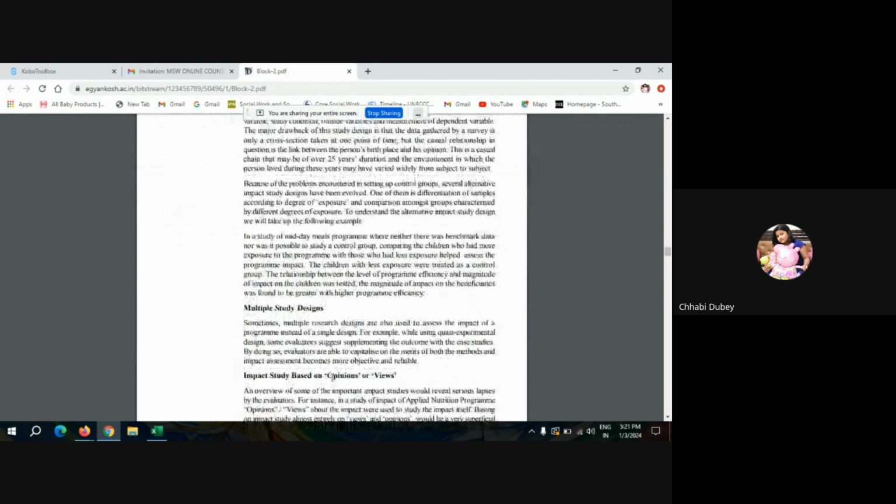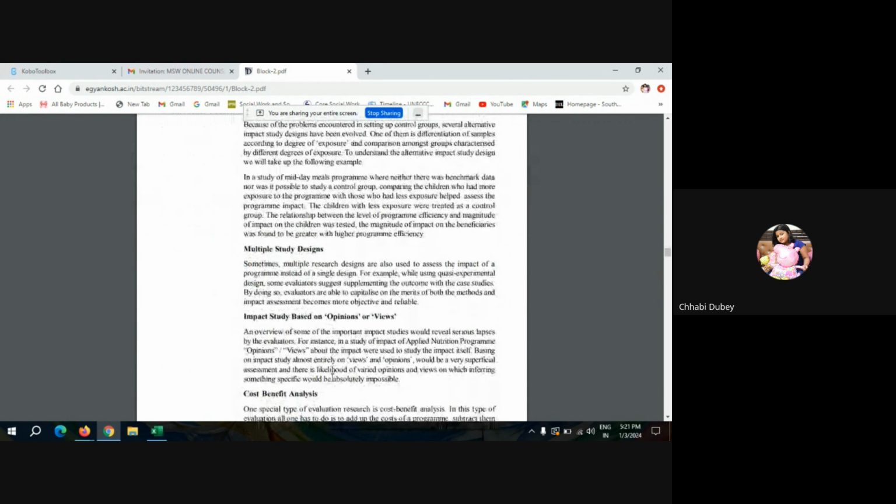After this, we come to the multiple study design. Sometimes multiple research designs are used to assess the impact of a program instead of a single design. For example, when we are using quasi-experimental design, some evaluators suggest supplementing the outcome with case studies. By doing so, evaluators are able to rely on the merit of both methods, and impact assessment becomes more objective and reliable. That is why we call this a multiple study design.